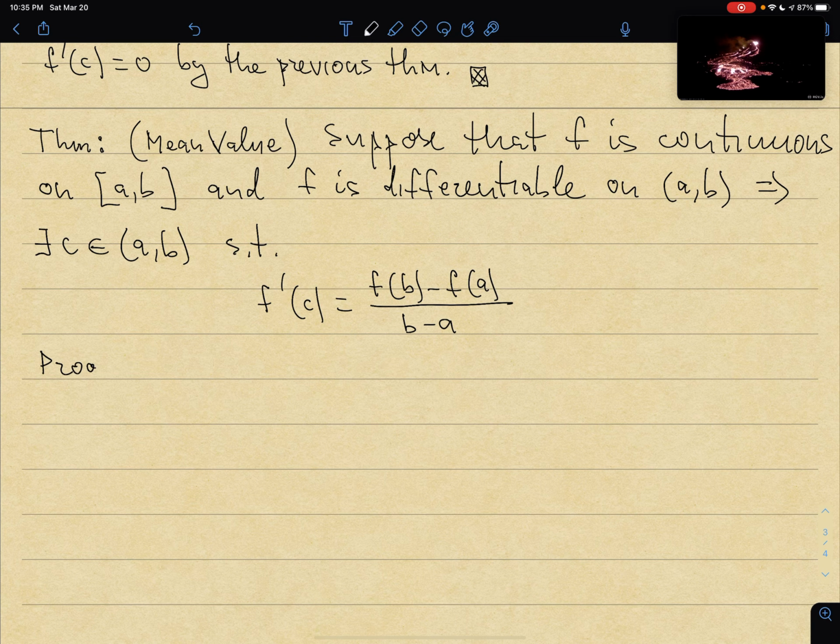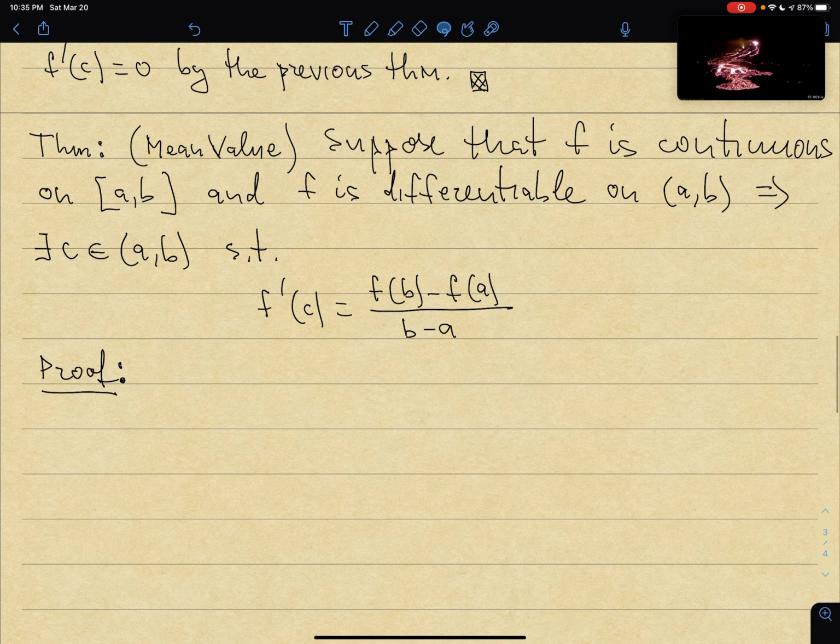And the proof of this goes as follows. Now, one thing that I want to note immediately here is that Rolle's theorem will follow from the mean value theorem. Why? Because the only additional assumption of Rolle's theorem is that f of b is equal to f of a. And if f of b is equal to f of a, then f of b minus f of a is zero. So then the mean value theorem tells me that there should be a point c where f prime of c is zero, right? So Rolle's theorem is a consequence of the mean value theorem. This is what we're going to do.